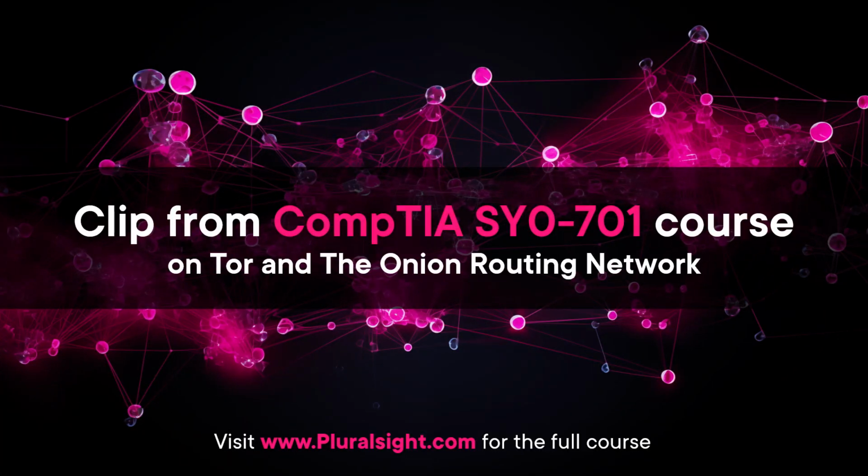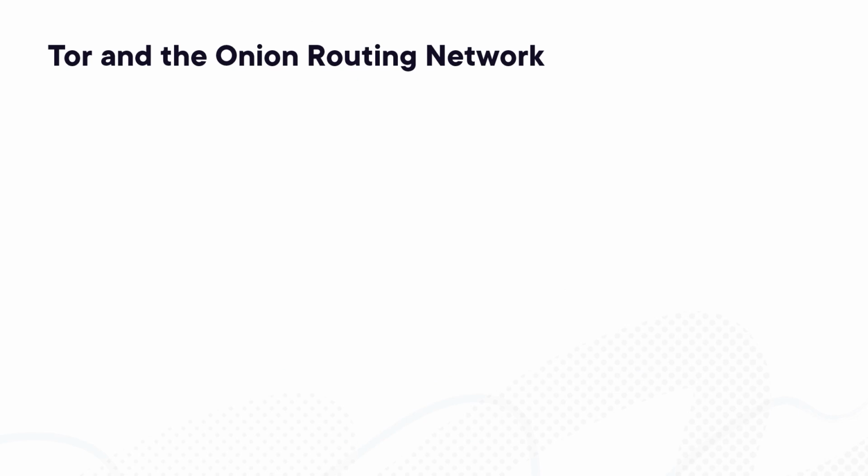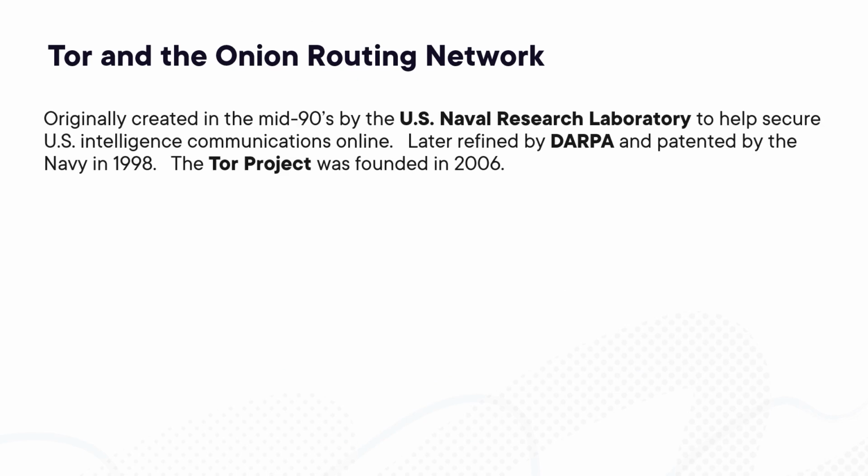So just a bit more about the Onion router or Tor and the Onion routing network. This was actually originally created in the mid-90s by the U.S. Naval Research Laboratory to help secure U.S. intelligence communications online. So without going into too much detail, let's just take a quick look at how this works.